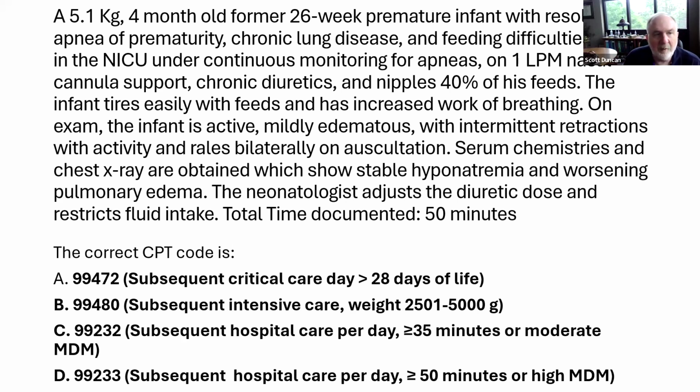Let's look at a different example: a 5.1 kilo, 4-month-old former 26-weeker with resolving apnea, prematurity, bronchopulmonary dysplasia, and feeding difficulties, remains in the unit under continuous monitoring for apneas, on 1 liter nasal cannula, chronic diuretics, nippling 40% of feeds. The infant tires easily and has increased work of breathing. On exam, the baby's active, mildly edematous, and has retractions with activity and rales. Chemistries and chest x-rays show stable hyponatremia and worsening pulmonary edema. Neonatologist adjusts the diuretic dose and restricts the fluid intake. Total documented time is 50 minutes.